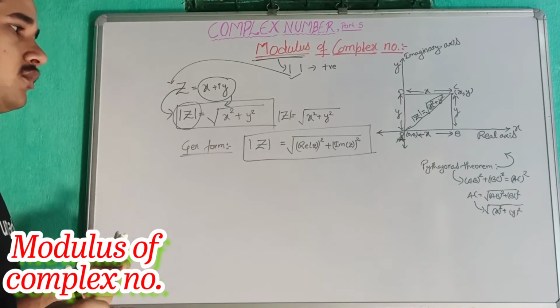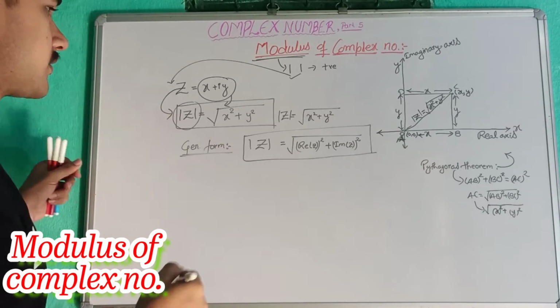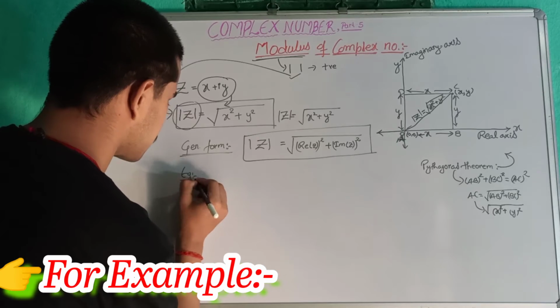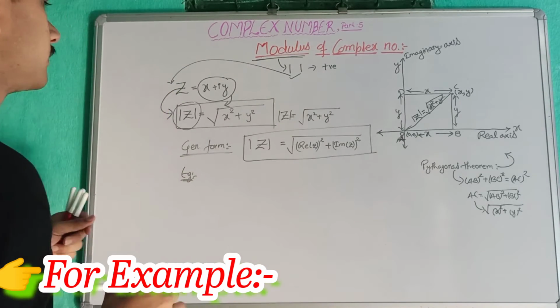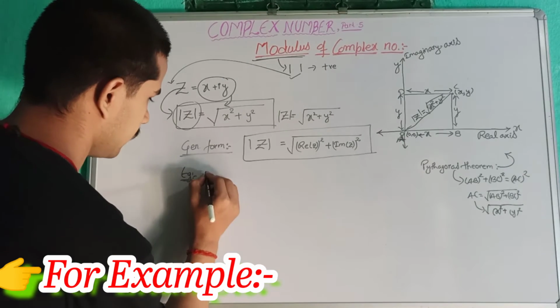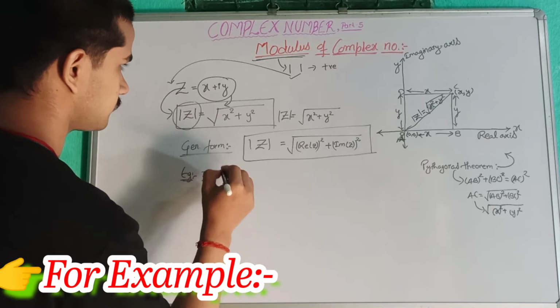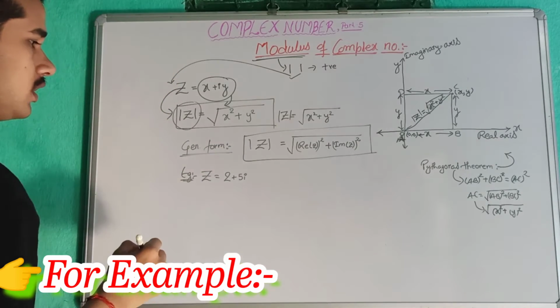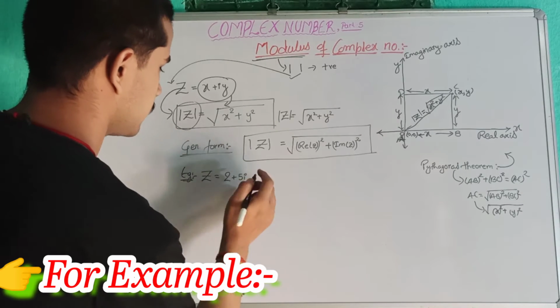I believe आप लोगों को बहुत अच्छे से समझ में आ रहा होगा. Let's take an example to find out the modulus of a given complex number. Suppose हमारे पास एक complex number दिया गया है z is equals to 2 plus 5i. तो हम इसका complex number का मॉडुलस कैसे निकालेंगे?